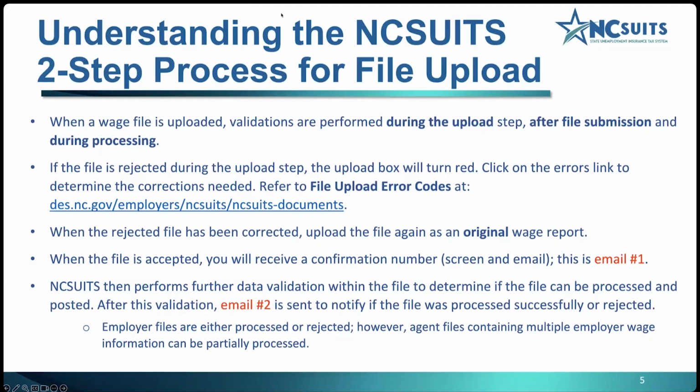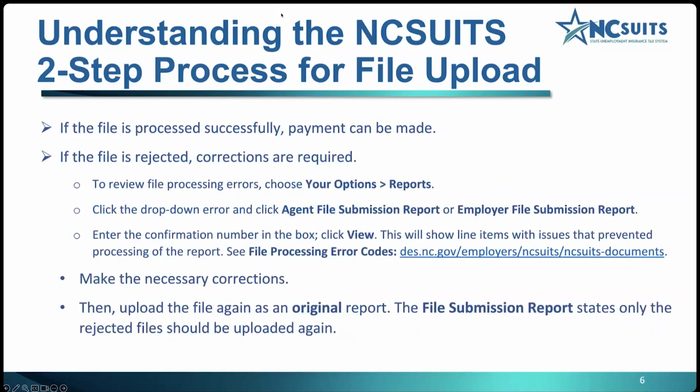When the file is accepted, you will receive a confirmation number on the screen and via email. And this is the first email you'll receive in this process. NC Suits then performs further data validation within the file to determine if the file can be processed and posted. After this validation, email number two is sent to notify if the file was processed successfully or rejected. Employer files are either processed or rejected. However, agent files containing multiple employer wage information can be partially processed. If the file is processed successfully, payment can be made. If the file is rejected, corrections are required.